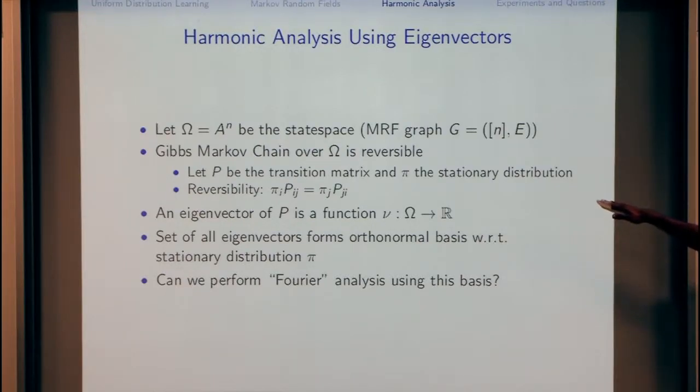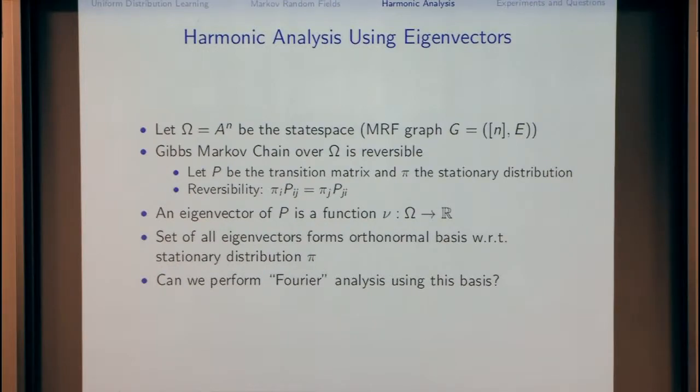So if the stationary distribution of it, which is the MRF distribution, is pi, then this holds. So the Gibbs Markov chain is reversible. And as a consequence of that, what we know is that if you look at the eigenvectors of the transition matrix, so each eigenvector of the transition matrix is a function from the state space to reals, and all of the eigenvalues are real valued, and the eigenvectors are orthogonal with respect to the stationary distribution. So this actually gives you an orthonormal basis for representing functions defined over a to the n.